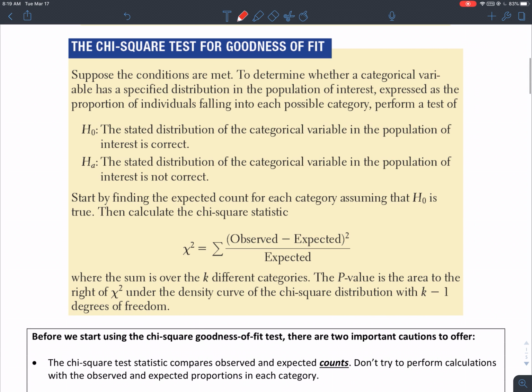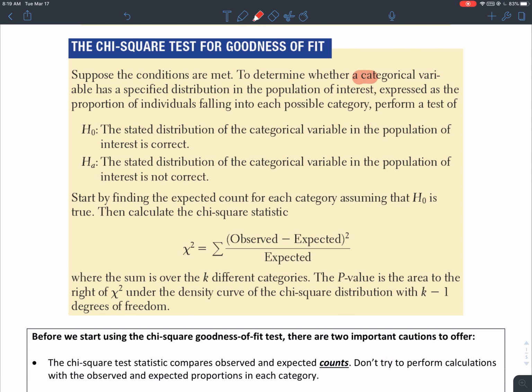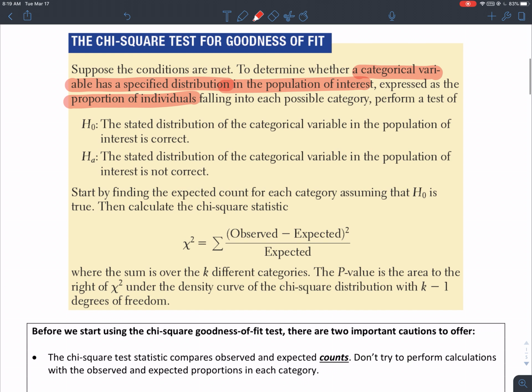Okay, then the chi-square test for goodness of fit. Suppose the conditions are met, to determine whether a categorical variable has a specified distribution in the population of interest, expressed as a proportion of individuals falling into each possible category. Oof. That's a lot of wording. Okay, that's a lot of wording. So, to determine whether a categorical variable has a specified distribution in the population of interest, expressed as the proportion of individuals falling into each possible category.